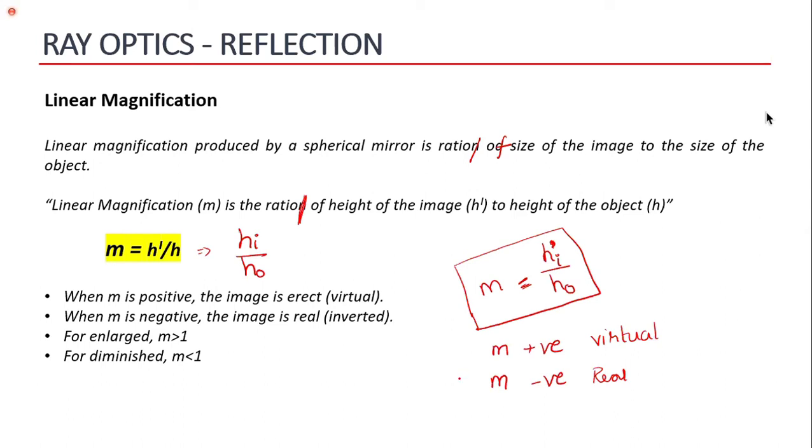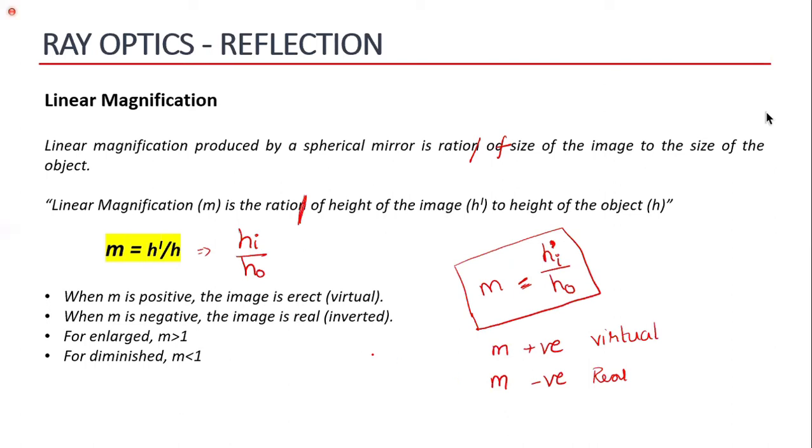Plane mirror, what is your nature of image? Virtual, and same size, but laterally inverted. So M is equal to 1.